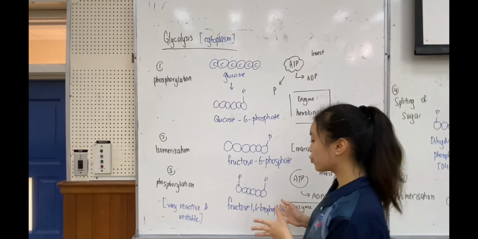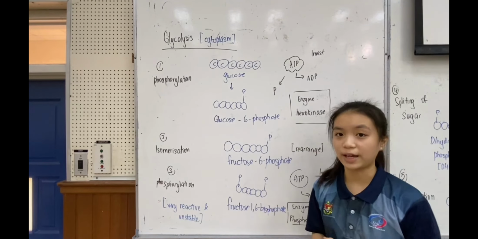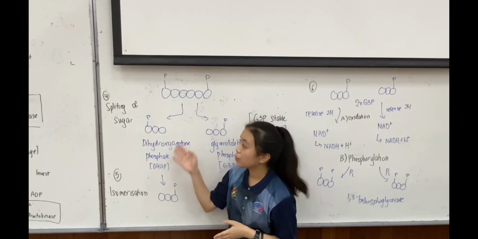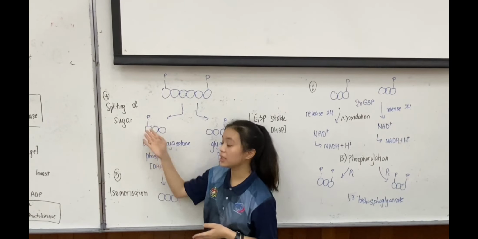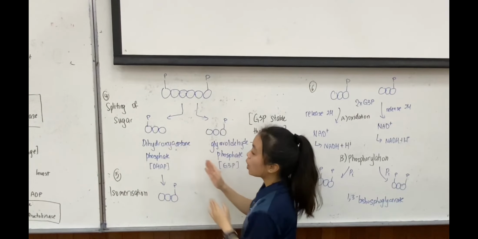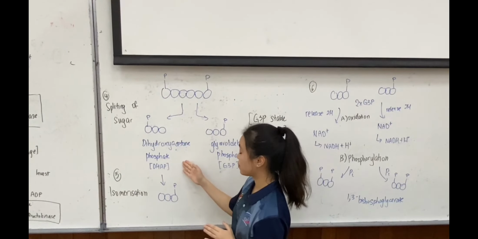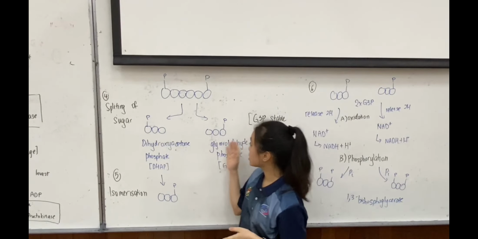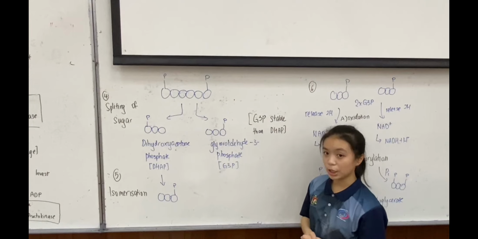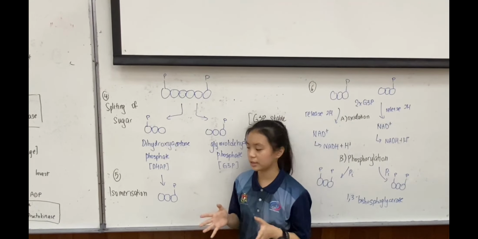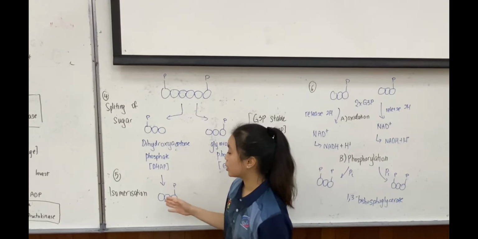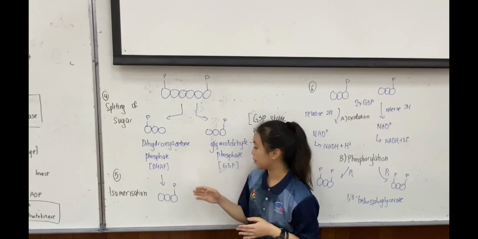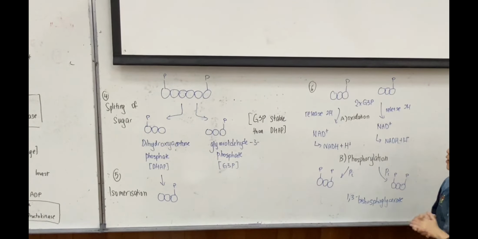Fructose 1,6-bisphosphate is very reactive and unstable, so it goes to step 4, which is splitting of the sugar. It splits into 2: one is dihydroxyacetone phosphate, which we call DHAP, and the other is glyceraldehyde 3-phosphate, G3P. G3P is more stable than DHAP, and DHAP is unstable and reactive. Due to this, DHAP undergoes step 5, isomerization, rearranging into G3P. So now we have 2 G3P.